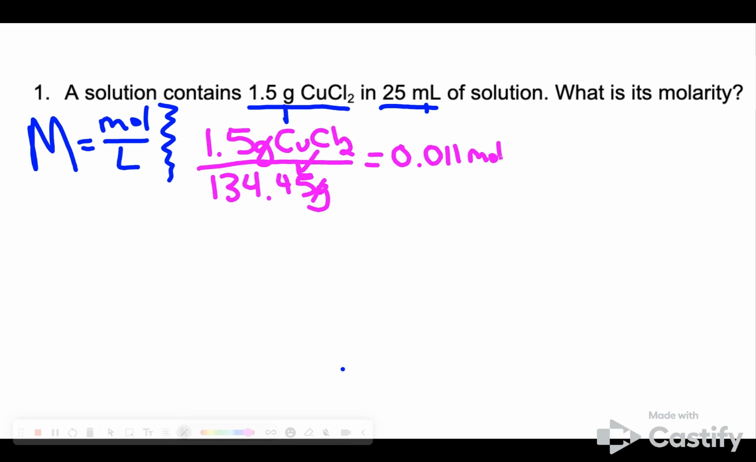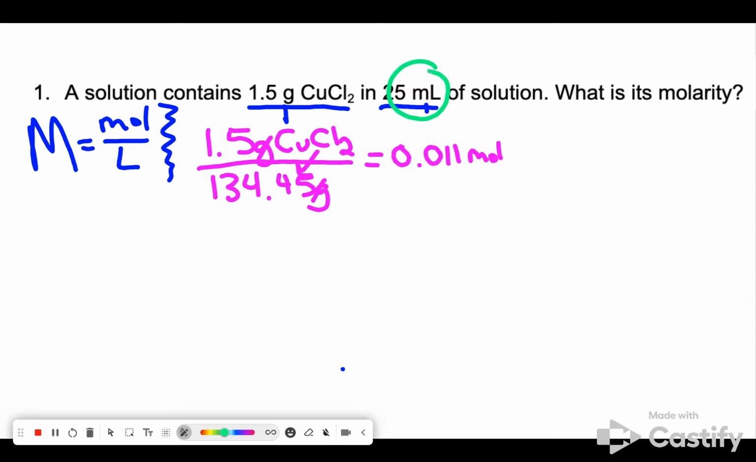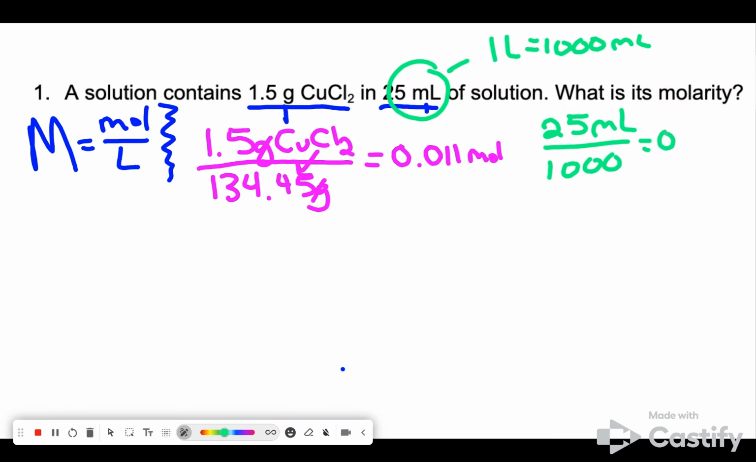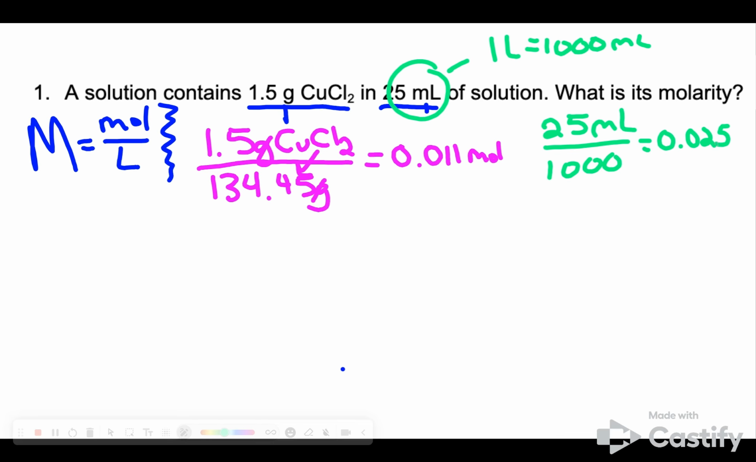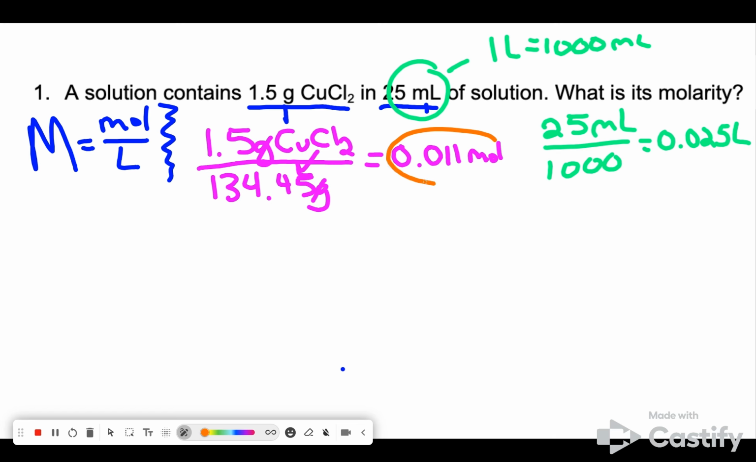The next thing I need to do is convert to liters. So I have to take my 25 milliliters to liters. If you remember, 1 liter is equal to 1,000 milliliters. So I'm going to take my 25 milliliters and divide it by 1,000, and that's going to give me 0.025 liters. Now this is the great part. Now I have moles and I have liters, so I can substitute in my equation.